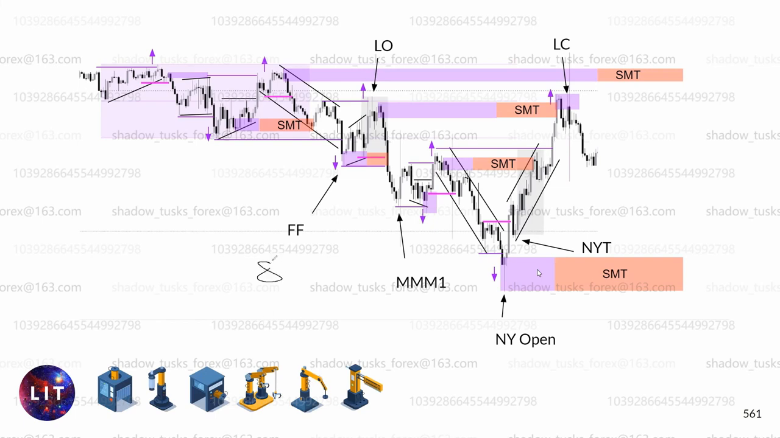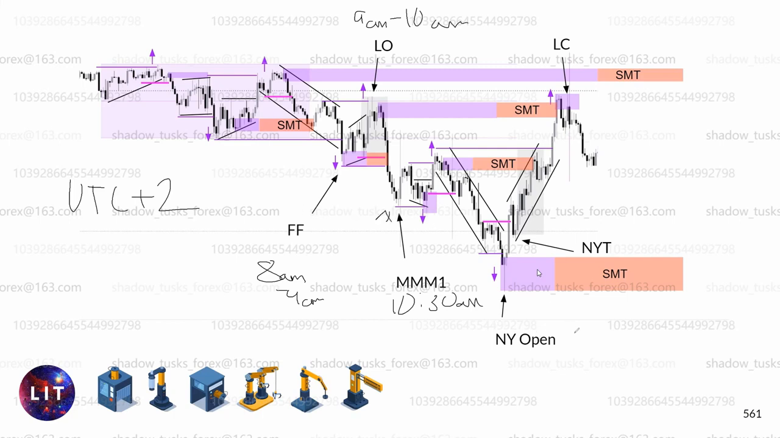So Frankfurt is obviously 8 a.m. to 9 a.m. This is all UTC+2. London Open, 9 a.m. to 10:30 a.m. Again, you see how this isn't really all that significant.